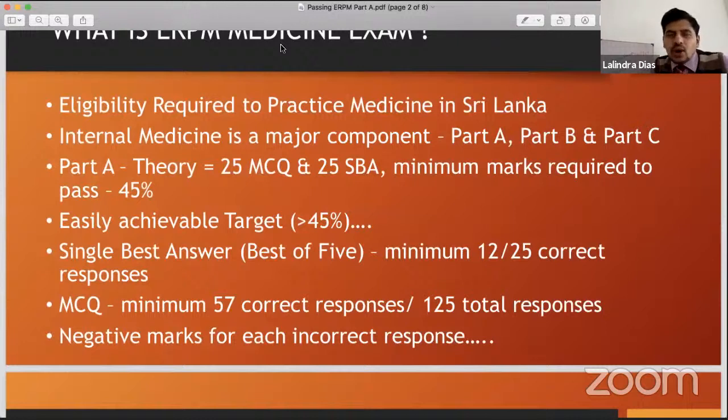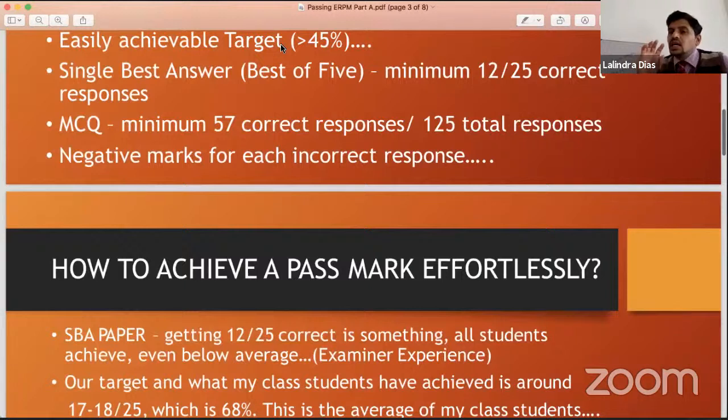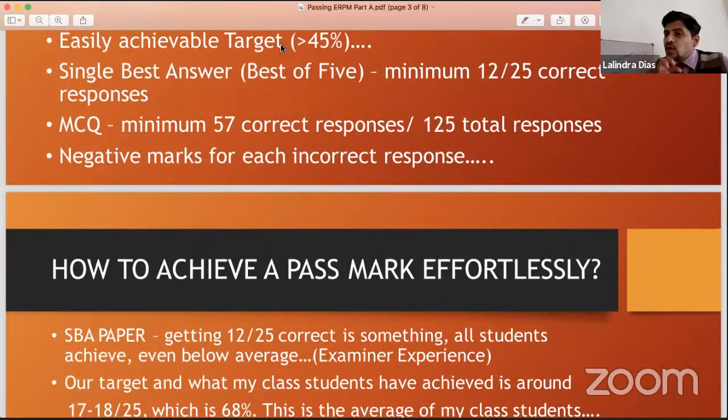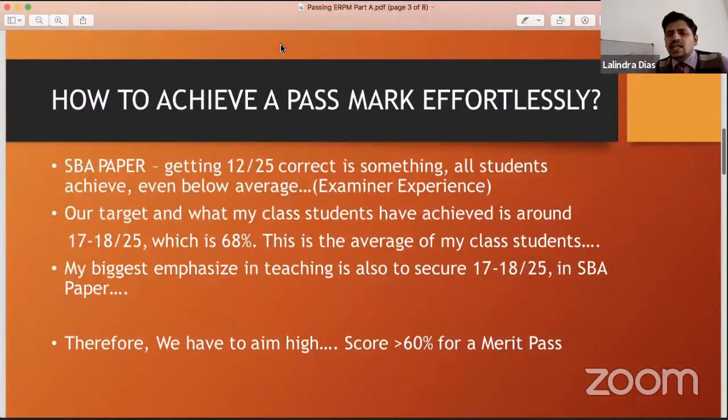So why did I call the MCQ the tricky one? Because there are negative marks for a wrong answer. For a correct answer you get only 1 mark, and for a wrong answer you get a negative mark. Right. So now you know the minimum standard. What is that? Single best answer paper, 12 out of 25, and the MCQ paper, 57 responses correct out of 125. So how to achieve a pass mark effortlessly?